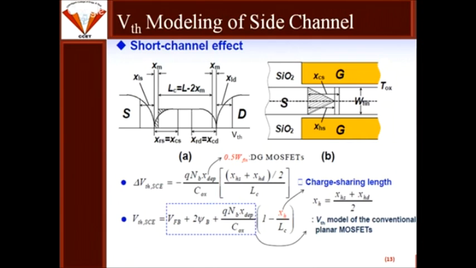So it will be VFB plus twice psi B plus QNB into X depletion divided by COX into 1 minus XH upon LC. LC is the effective channel length, and that is indicated as LC equal to L minus twice XM.